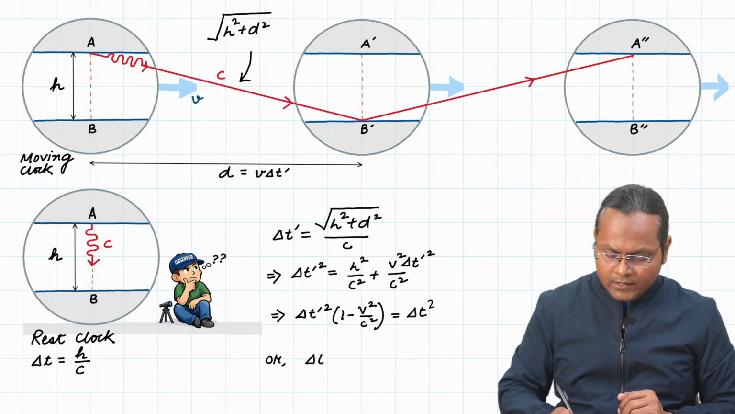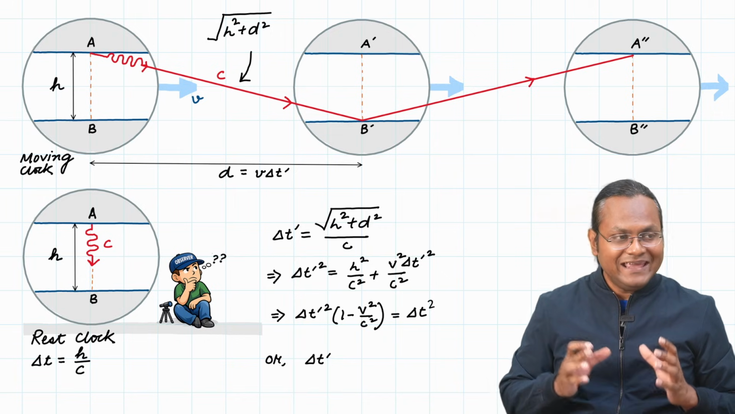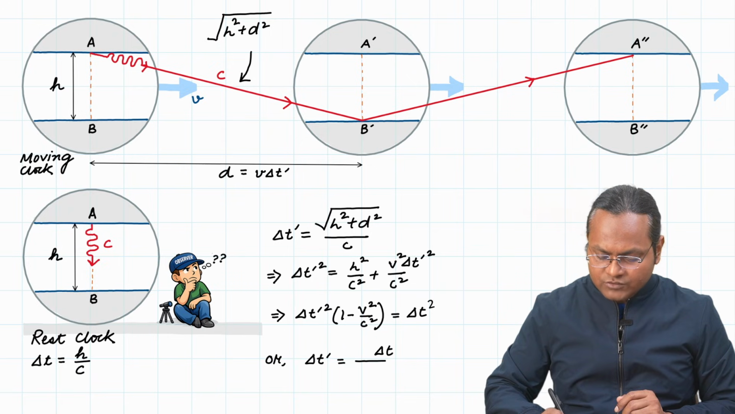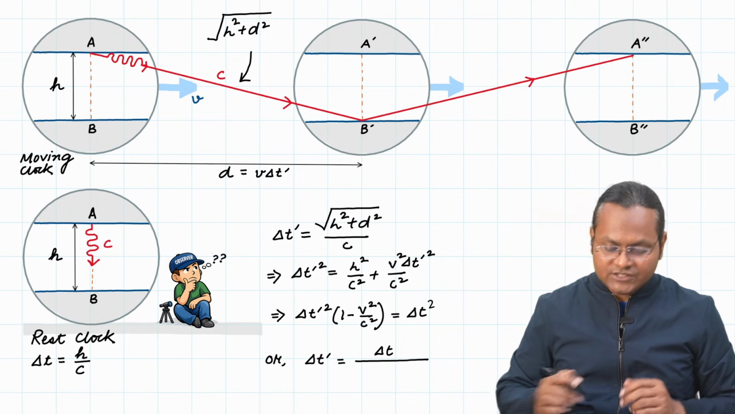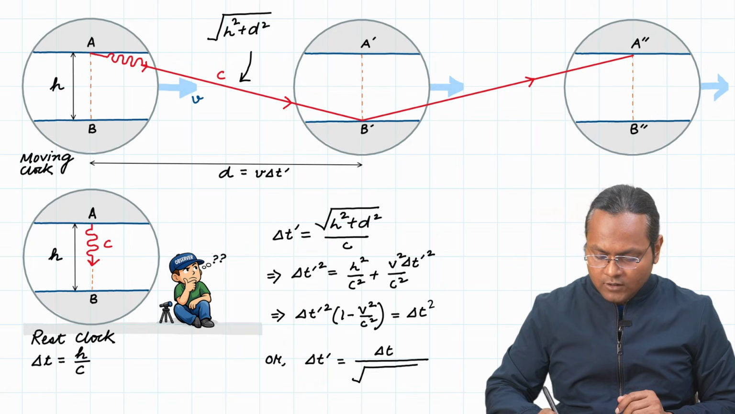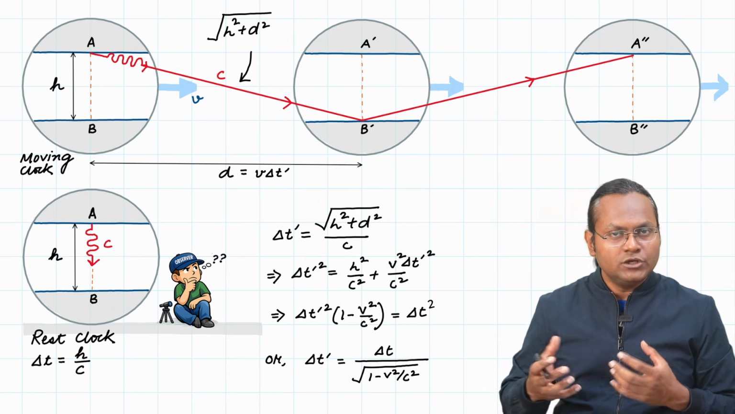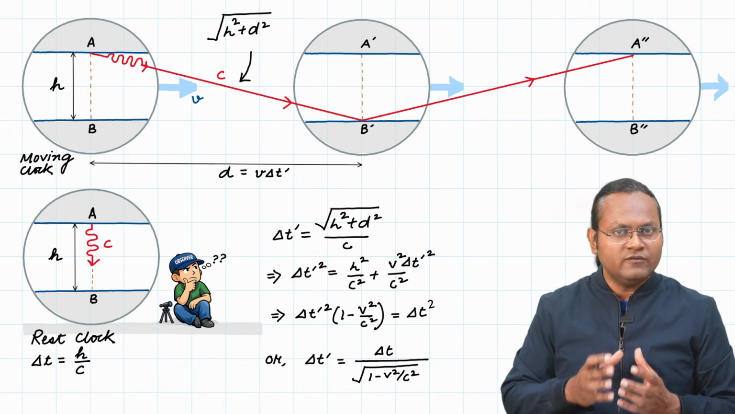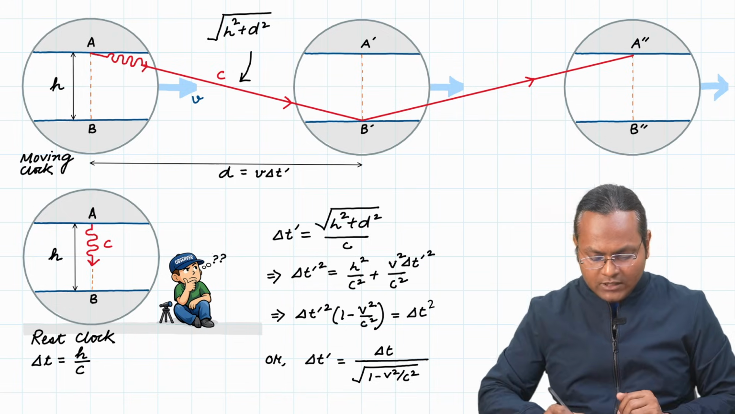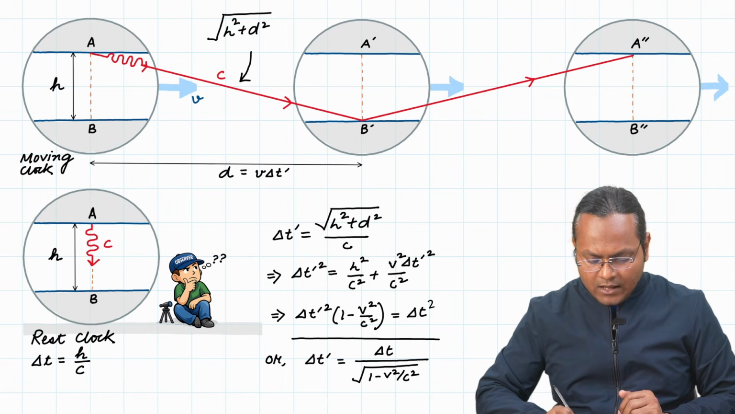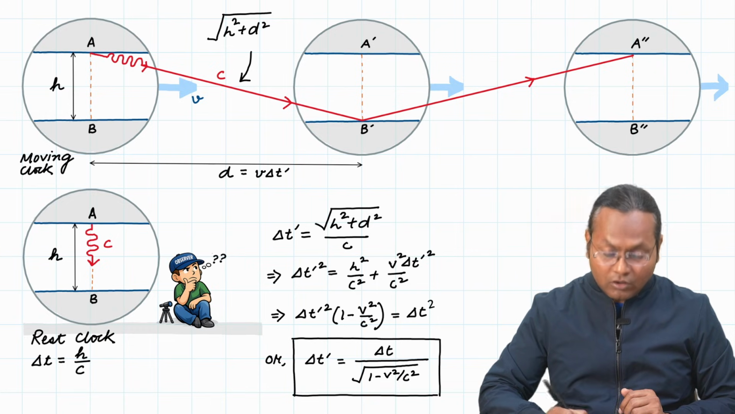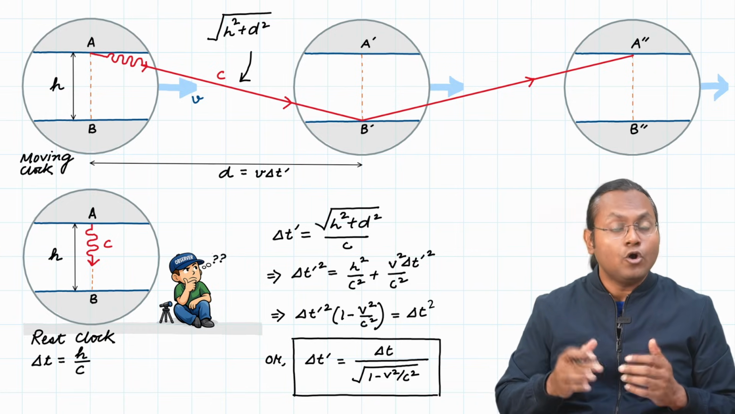The time period between two bounces in the moving clock is equal to the time period between two bounces in the rest clock upon the square root of 1 minus v squared upon c squared. An observer in relative motion will measure the time period to be slightly dilated compared to an observer at rest. And this crucial result simply comes as a result of the second postulate of relativity, that light travels at the speed of light for all observers.